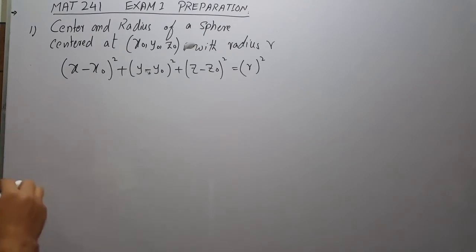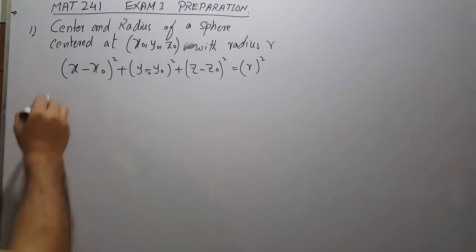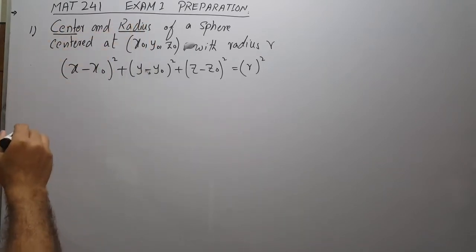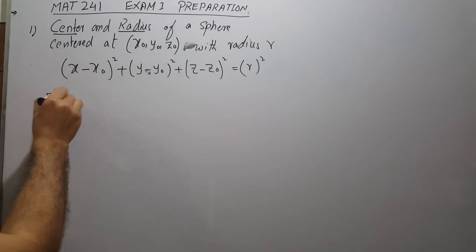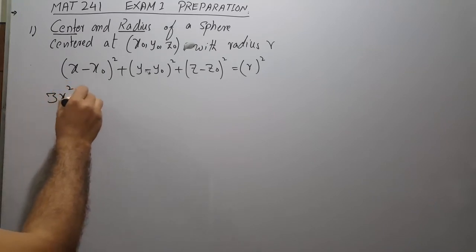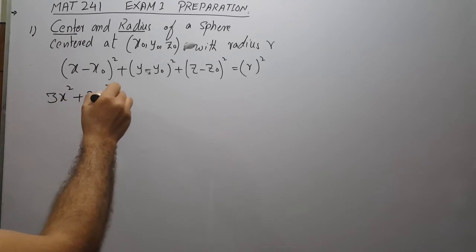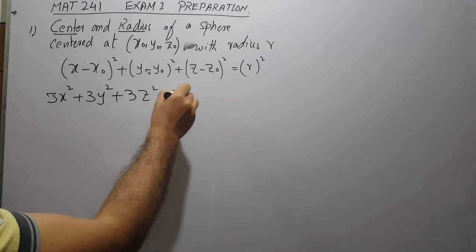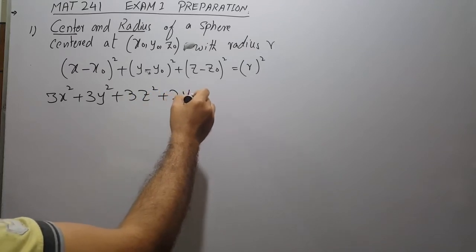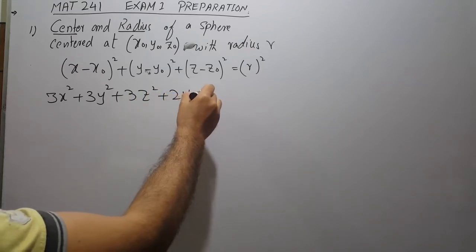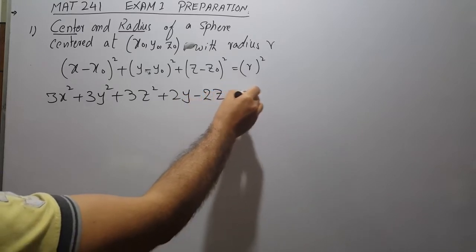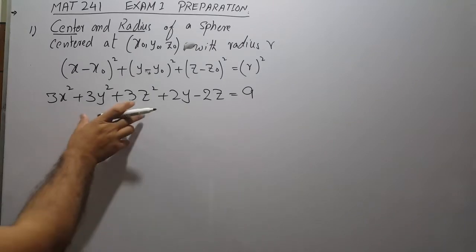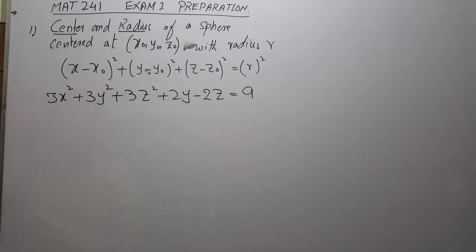So now in the problem they're asking you to find the center of the sphere and the radius of the sphere, and the sphere is given of this form: 3x square plus 3y square plus 3z square plus 2y minus 2z is equal to 9. So what we have to do is transform this into this format. And how do we do that?